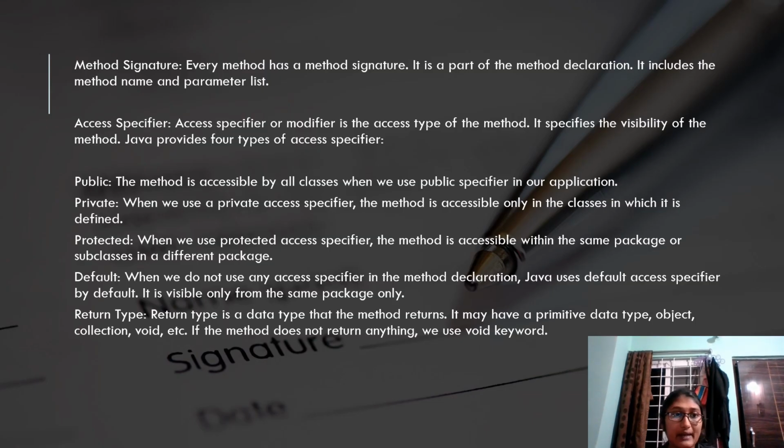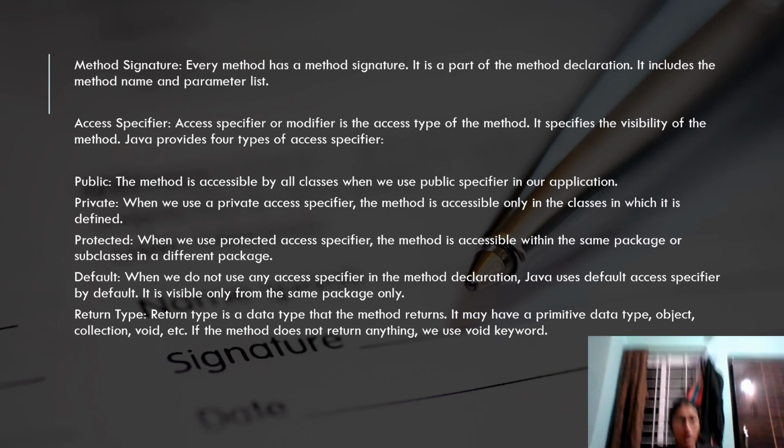Method signature. Every method has a method signature. It is a part of method declaration. It includes the method name and parameter list. Access specifier or modifier is the access type of method. It specifies the visibility of method.